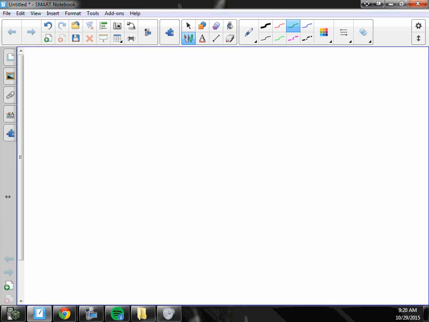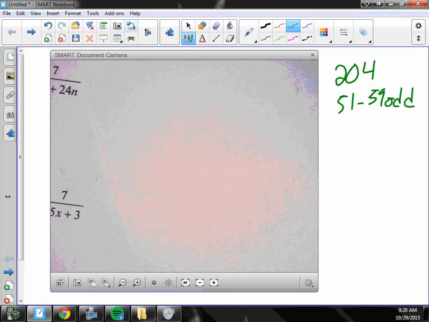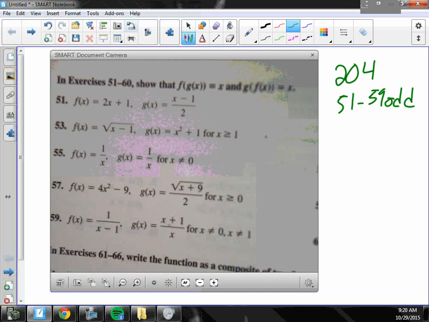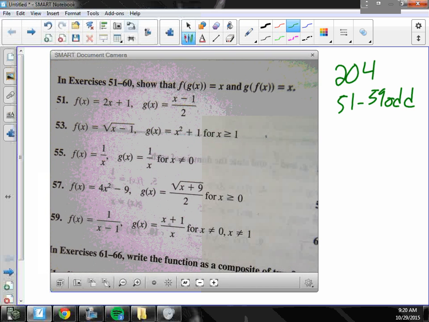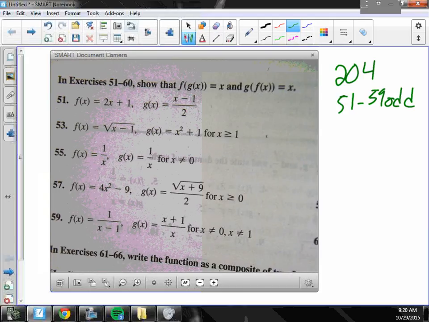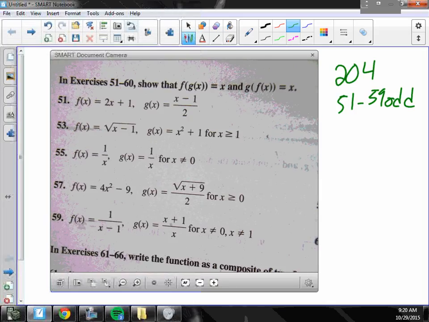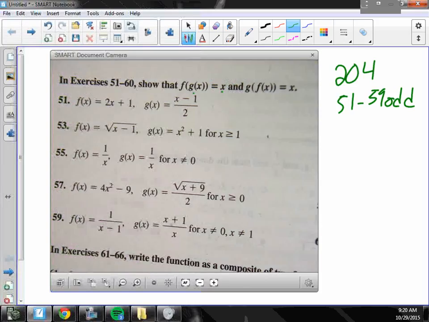So we're doing 204, 51 to 59 odd. So I'm going to do number 52. It says, show that f of g of x equals x and g of f of x equals x. So what it's saying is these two functions are inverses. Show that they are inverses by composing them and getting the identity. And you have to do it both ways. So number 52.